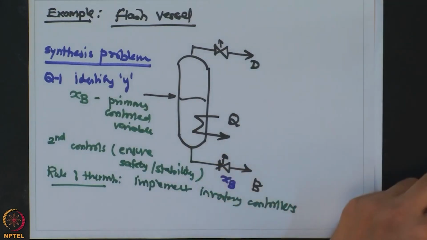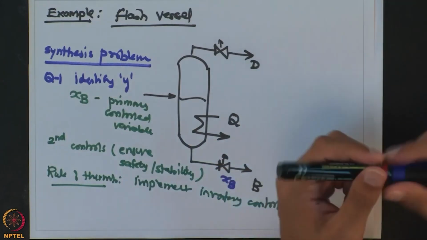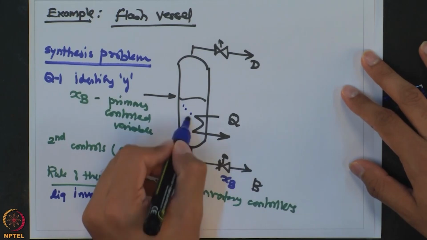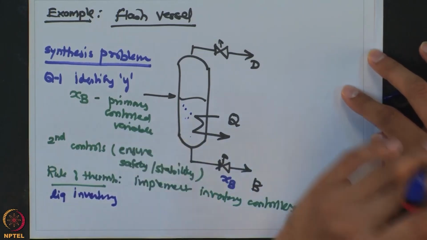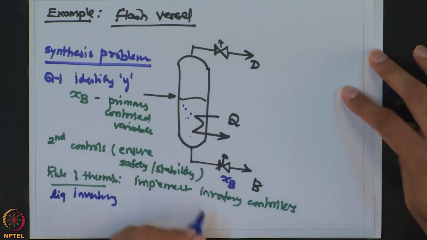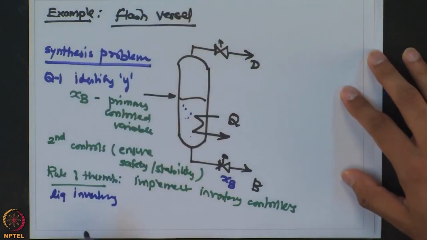So, for this particular flash vessel there are two types of inventories. There is a liquid inventory, how much liquid is present inside this vessel. You want to ensure that there is sufficient liquid inside this vessel. It should not go dry, or it should not overflow, it should not fill in the complete vessel.